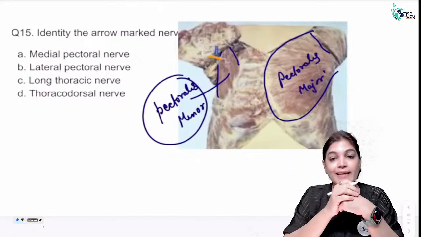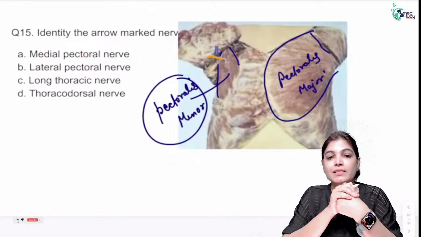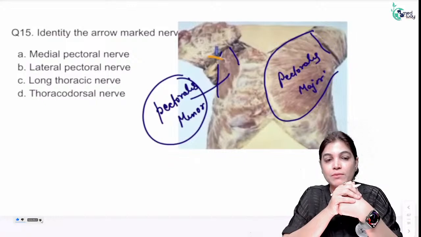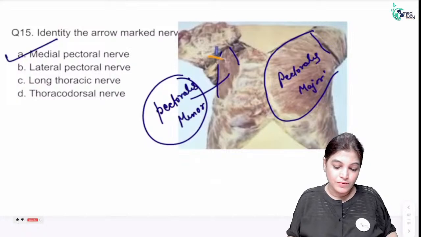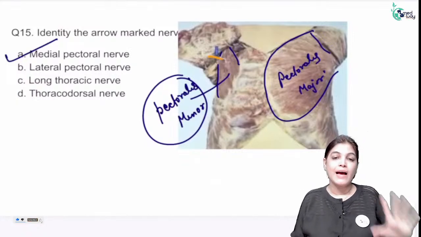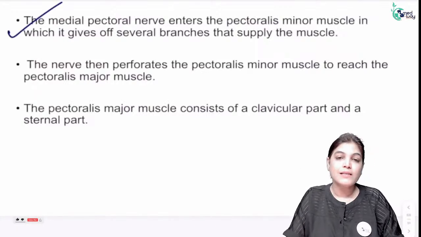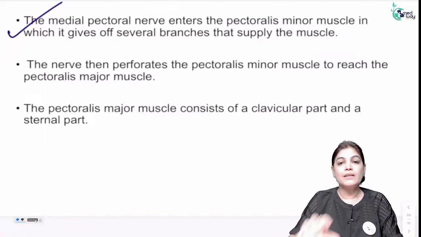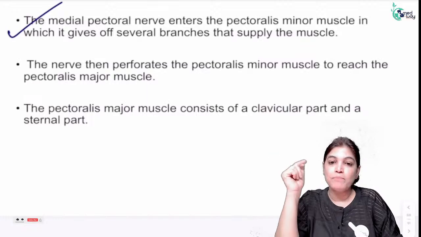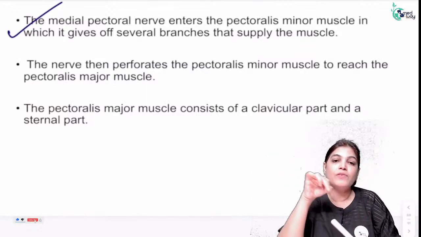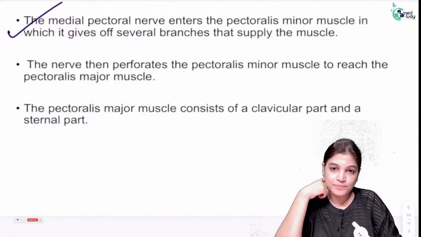As we know, there are the medial pectoral nerve and the lateral pectoral nerve. Both of these nerves innervate the pectoralis major and minor, and both are examples of hybrid muscle. But if I have to choose the one which is penetrating the muscle, we will go with the medial pectoral nerve, because pectoralis minor has been shown in the image. The medial pectoral nerve enters the pectoralis minor muscle, gives several branches to supply it, then perforates it to reach the pectoralis major muscle.